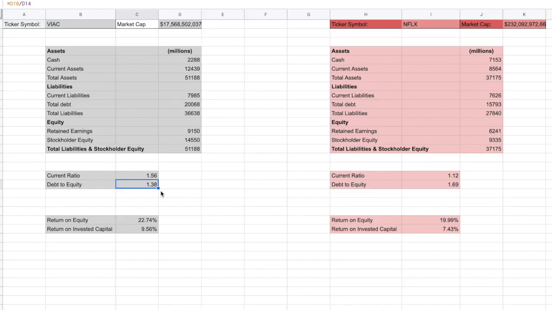The second ratio is debt to equity. This shows you how the company is funding itself, whether it's using more debt or more equity. A higher debt to equity ratio shows you that the company is using more debt, which could mean that it has a higher potential to go bankrupt in the future.